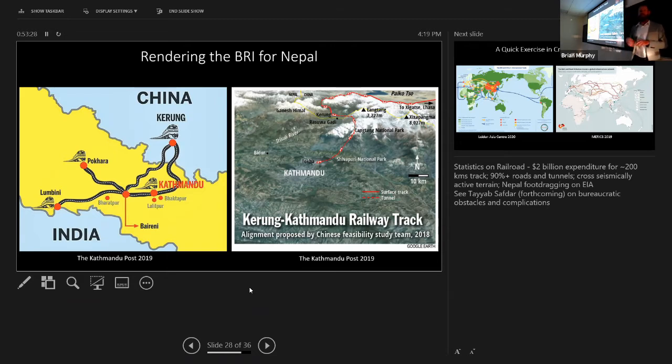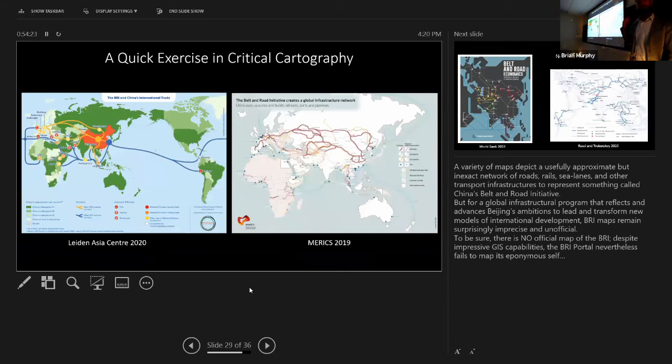Now, this railroad has spectacular discursive power in Nepal, in that it's imagined as an opportunity to scale up trade, economic relations, connectivity between Nepal and China. Its $2 billion expenditure estimate will include about 200 kilometers of track, over 90% of which is anticipated to be bridges and tunnels across seismically active terrain. This is where the earthquakes of 2015 took place. So many questions abound, and virtually no work has been completed to date. And yet, the Belt and Road continues to be a big thing in Nepal.